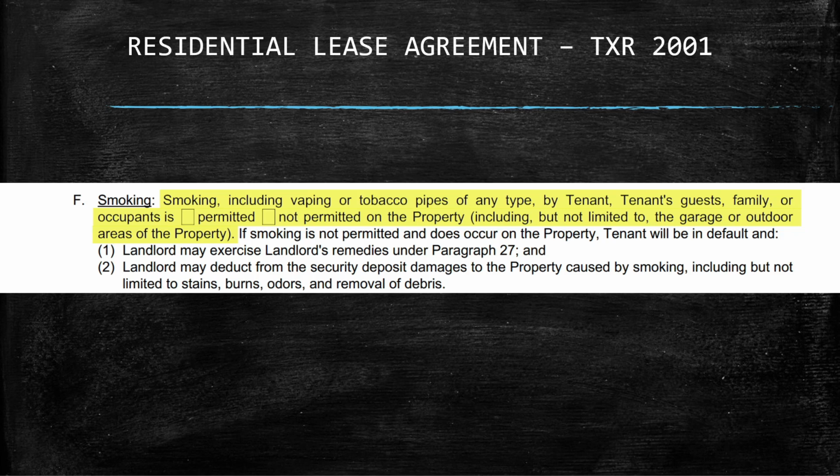If the parties here select that smoking is not permitted on the property, that means it is not permitted anywhere within the outer boundary of the property. It includes inside the rental dwelling, it includes the garage, whether the door is open or closed, and it includes any outdoor area on the property. The no smoking prohibition means nowhere on the property.